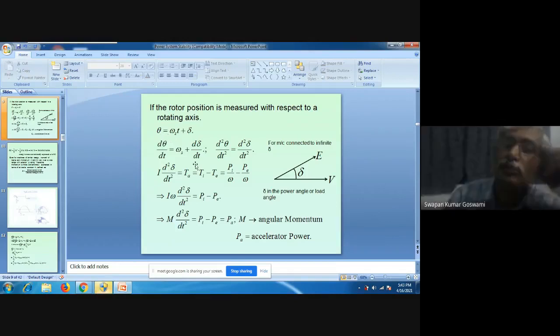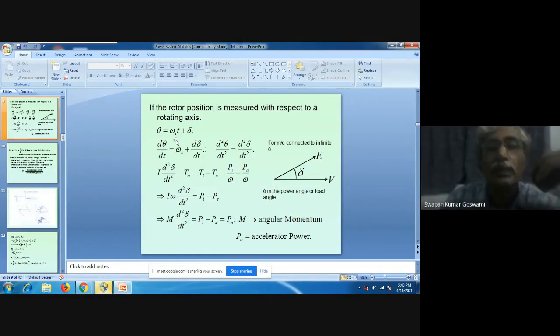If the rotor is rotating at synchronous speed, and E and V make a constant angle delta, then at steady state E will also be making an angle delta with respect to V. So if the position of V is omega s t with respect to that stationary axis, the position of E will be omega s t plus delta, because the position of E is at an angle delta with respect to V. Am I clear? Yes, sir.